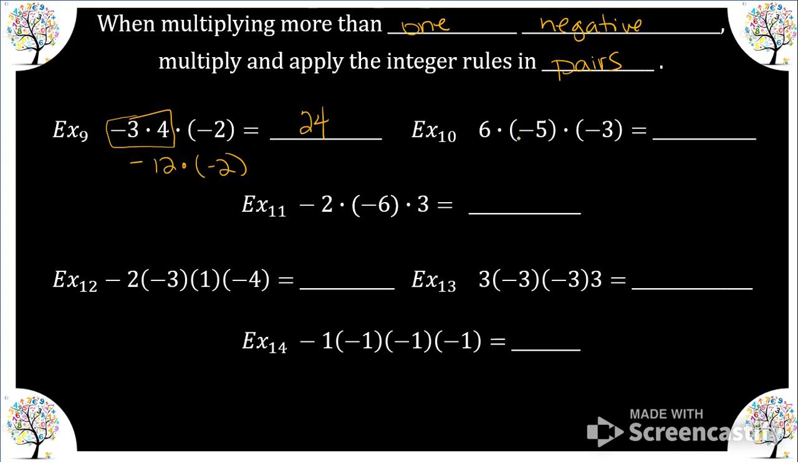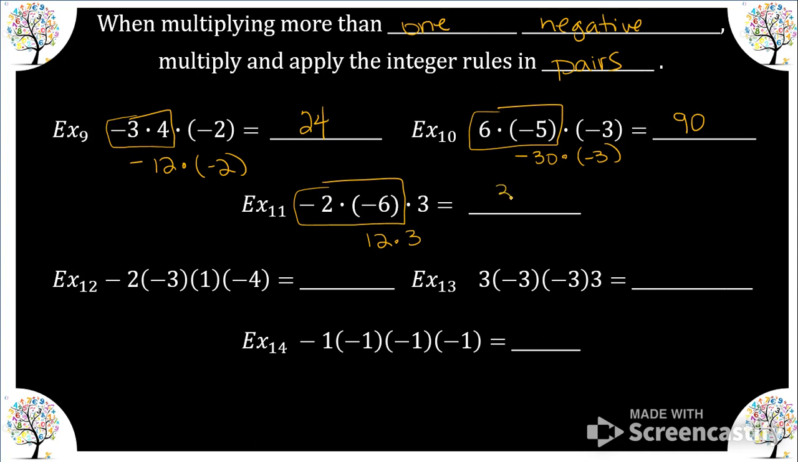Example number 10, 6 times negative 5, signs are different, so we get negative 30 times negative 3, signs are the same, so they cancel each other out, and we get a positive 90. Negative 2 times negative 6 is a positive, they cancel each other, so we have 12 times 3, positive 36.